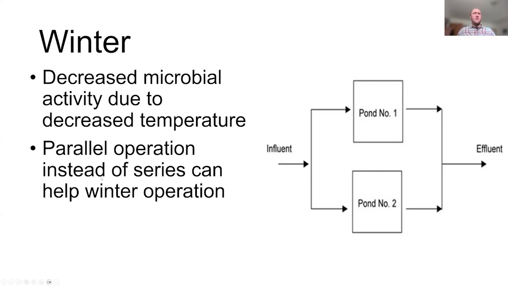So sometimes operations switch to parallel as opposed to sequence when it's winter to kind of even out that flow between two ponds, instead of having different sequences, have a little more time in one facultative situation.